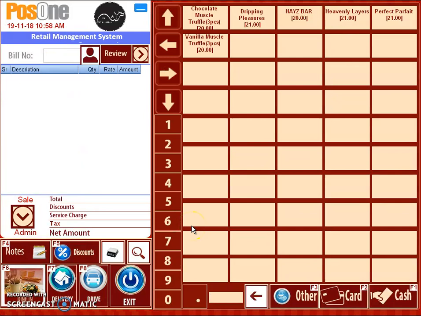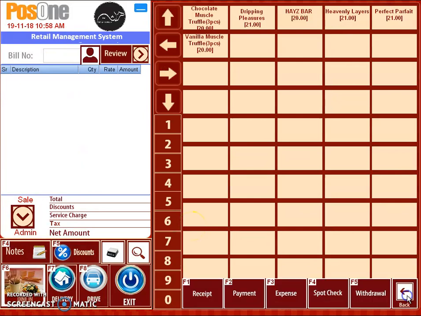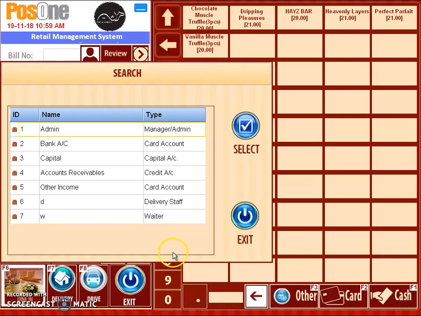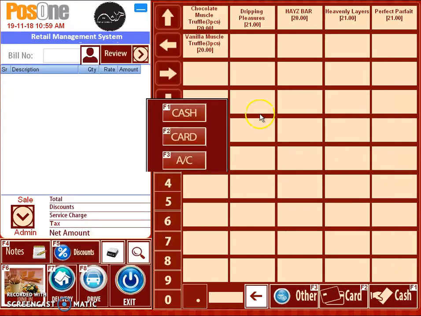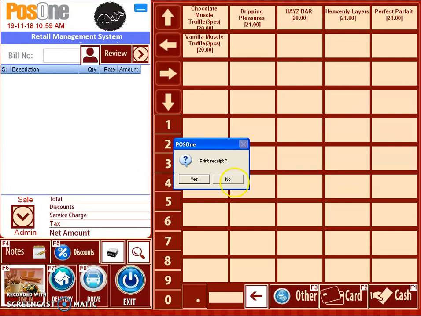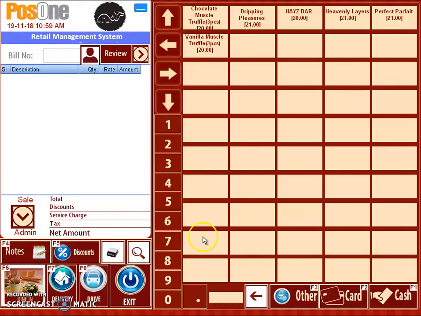Once the delivery person comes back, the cashier has the option to see which pending deliveries we did not receive payment for. So we can select the bill which they are paying by either cash or card. If it is cash, they can select cash, or you can have a copy of that.